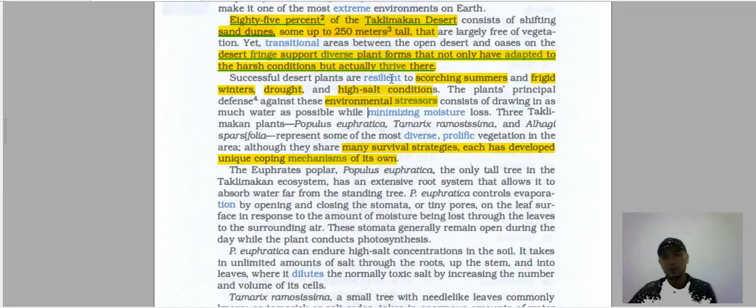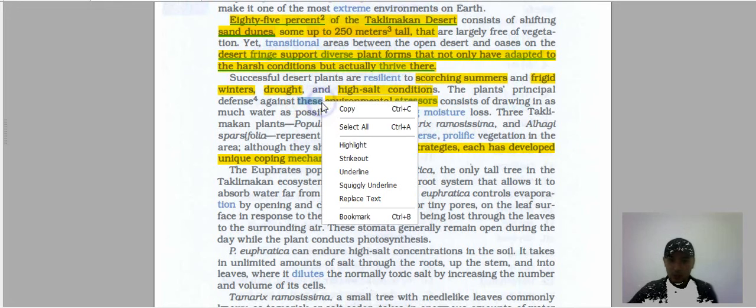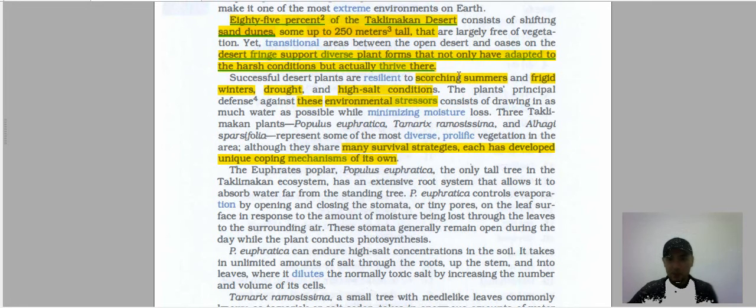Successful desert plants are resilient. Resilient, that means they can endure the extreme conditions such as scorching summer and frigid winter and droughts and the high soil condition. The plants' principal defense, the main defense against this environmental stresses. What are these environmental stressors? And these environmental stressors are scorching summer, freezing winters, and drought and high soil conditions.